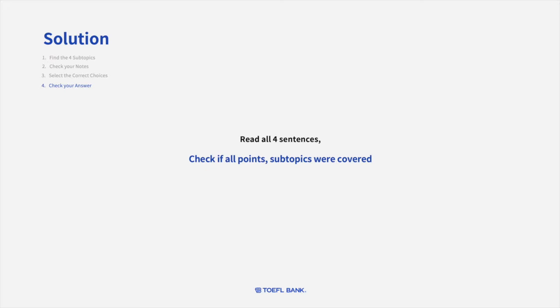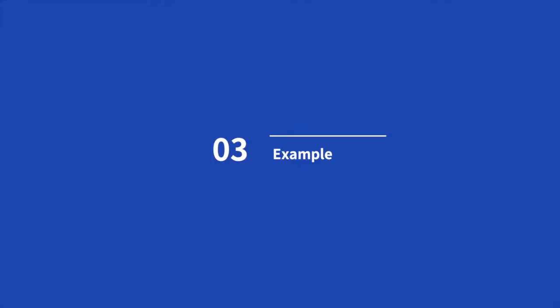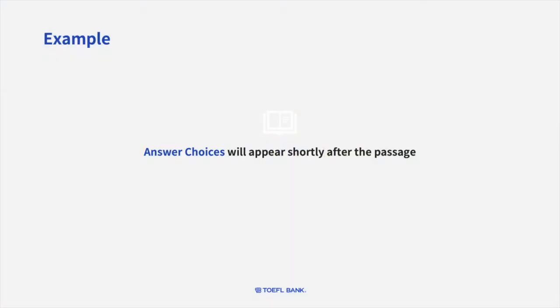Lastly, read the intro sentence and the 3 choices you've chosen in order to check if all major points, subtopics, were covered through the summary. Now let's go back to the notes we took earlier and solve the problem. Pause the video, skim through the subtopics you've found, then identify the correct choices.